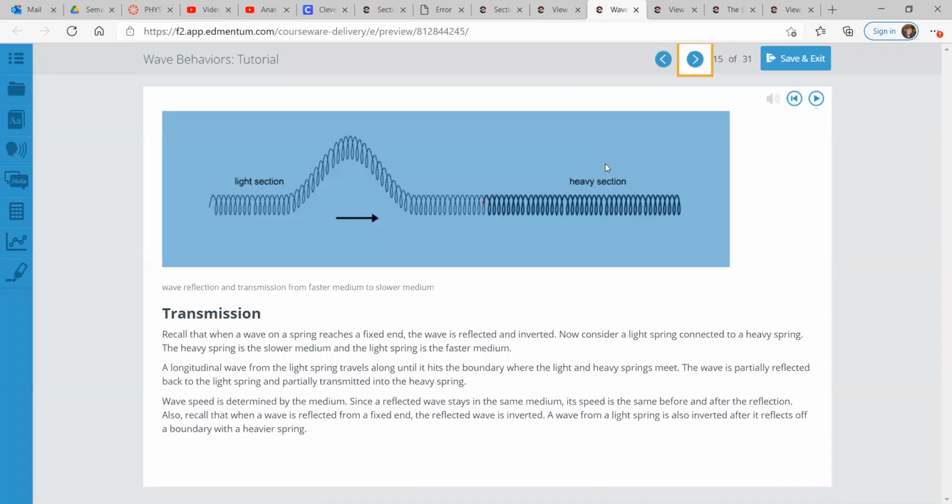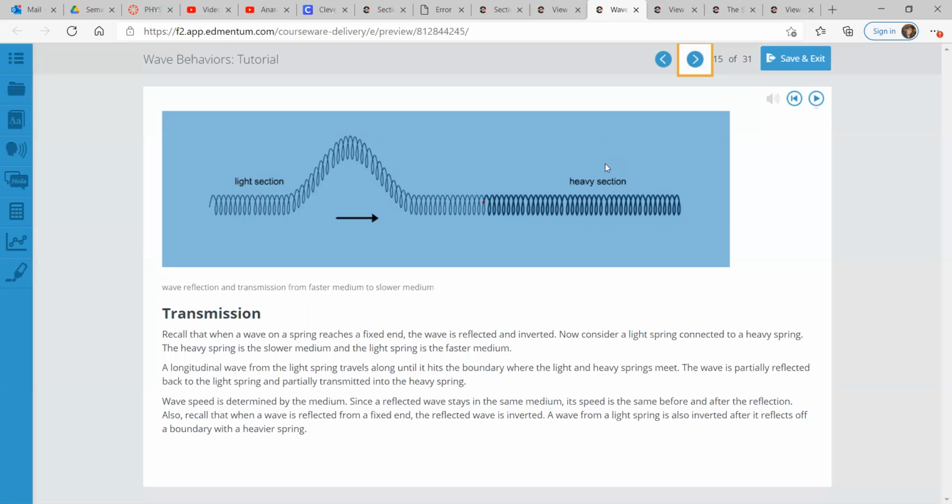Then we're going to talk about transmission. When a wave on a spring reaches a fixed end, the wave is reflected and inverted. Now consider a light spring connected to a heavy spring. The heavy spring is a slower medium, and the light spring is the faster medium. A longitudinal wave from the light spring travels along until it hits the boundary where the light and heavy springs meet. The wave is partially reflected back to the light spring and partially transmitted into the heavy spring.